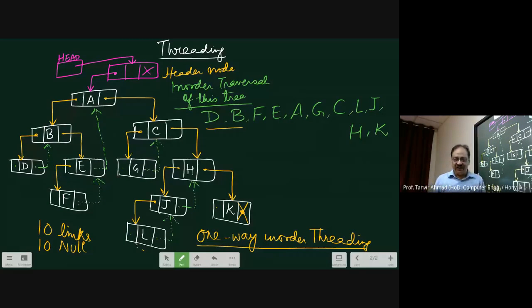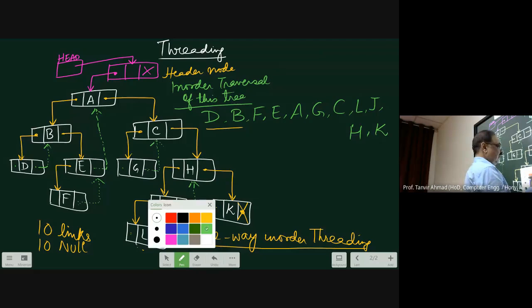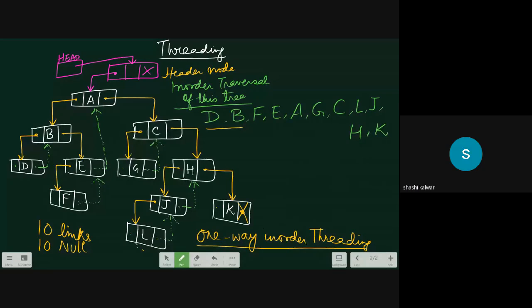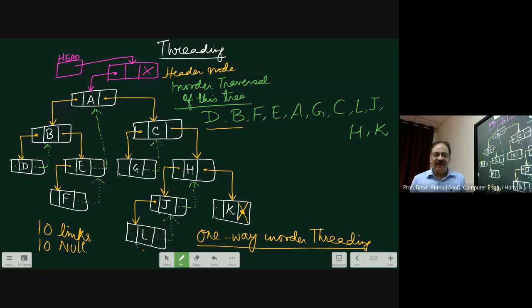This is the one-way threading. Correct? Any problems? That means I am only using the right links, and only one of the right links will be containing a null value. Okay. Now, if I am going to perform the traversal, let us try to find how I am going. Is it clear to you?